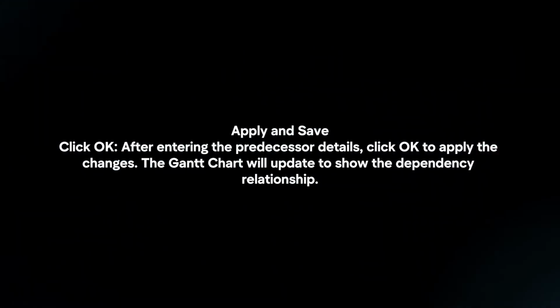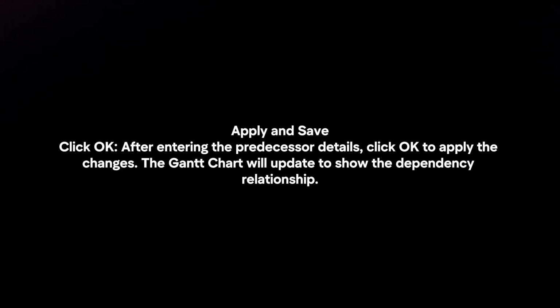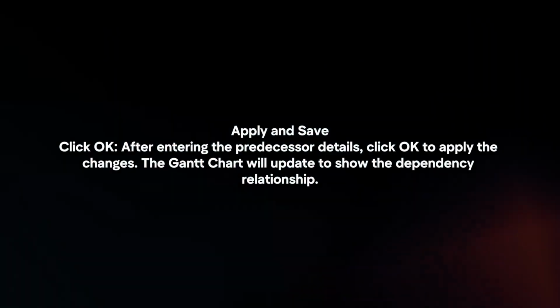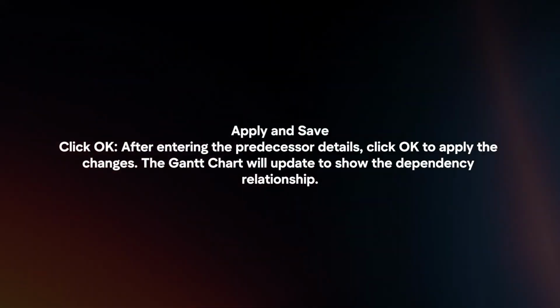Apply and save. Click OK. After entering the predecessor details, click OK to apply the changes. The Gantt chart will update to show the dependency relationship.